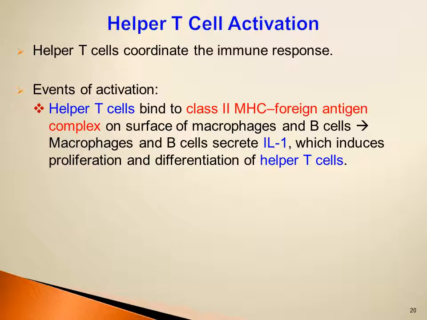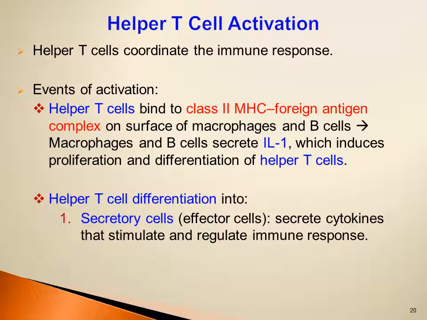Now, after binding, the macrophages and B cells will secrete interleukin-1, which induces the proliferation and differentiation of helper T cells. Helper T cells differentiate into secretory cells, which we also call effector cells. They release cytokines that stimulate and regulate the immune response, and they also differentiate into memory cells. So the next cell-mediated immune response, when the same antigen is encountered, will be faster and more efficient.